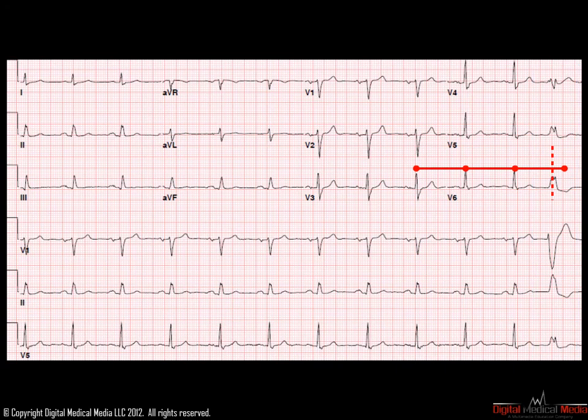This beat occurs early and is different from the other beats. The QRS interval is markedly wider than that of the other QRS complexes. It is a different shape and pattern entirely. Our choices here are that this represents a premature atrial contraction or a premature ventricular contraction.